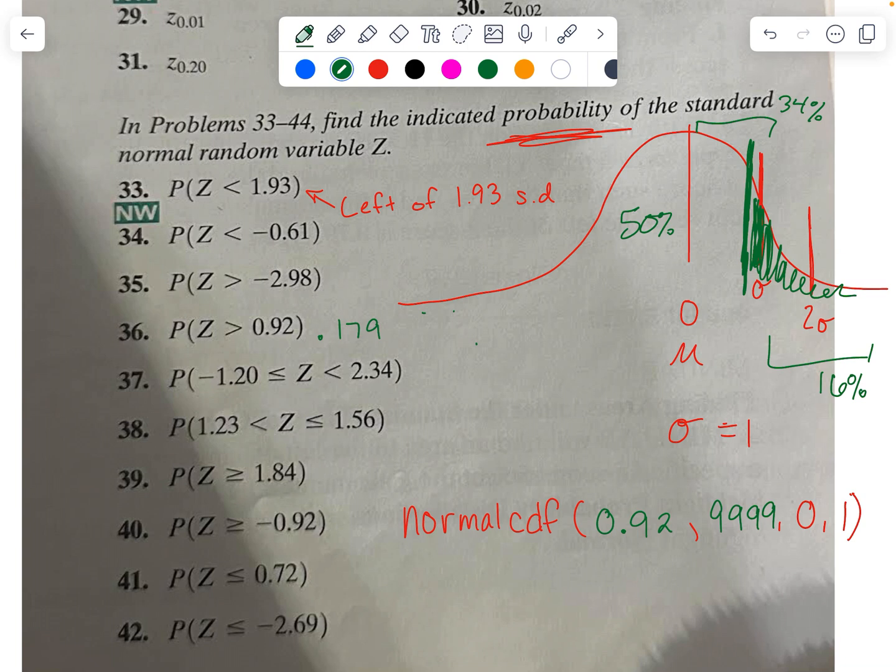In our last example, looking at something like 38, you've got your lower bound, you've got your upper bound, you just have to use your normal CDF with 0 and 1 for mu and sigma, and it's the same thing.